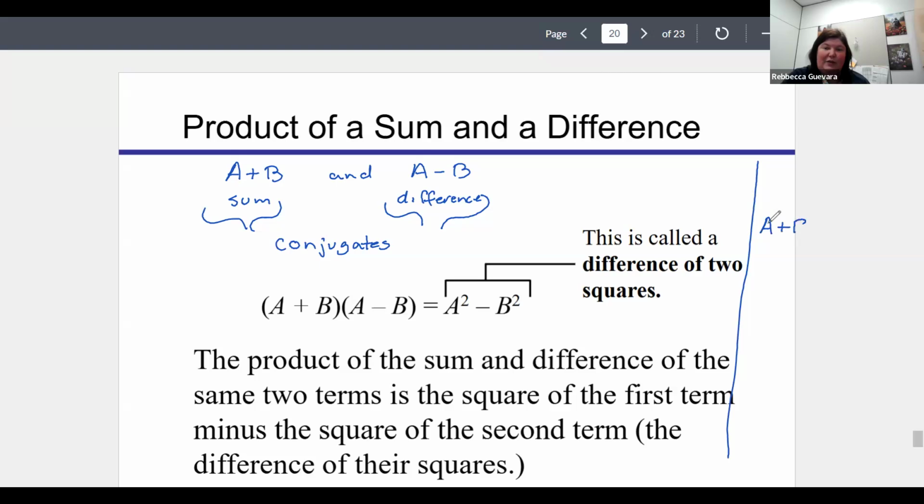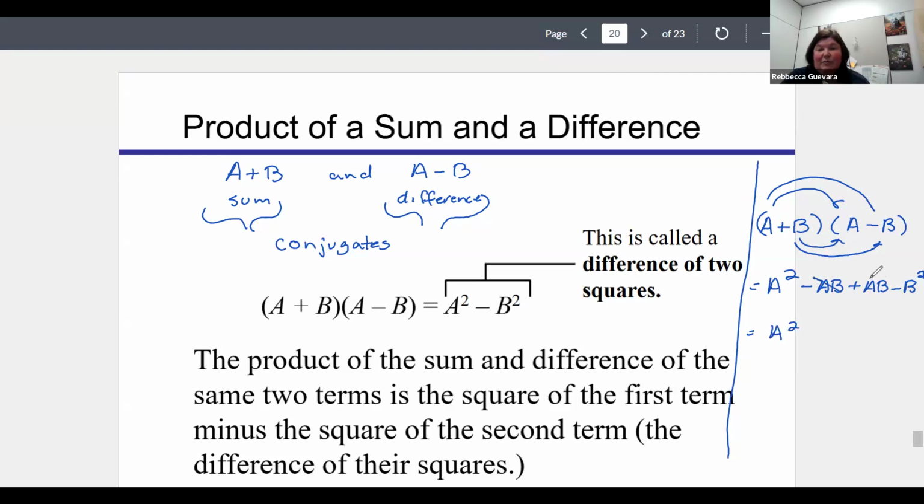So let me just quickly show you why that works. If I was to do my distribution here, we get a times a, so a squared. We get a times negative b, so minus ab. Now we have plus b times a, so positive ab. And then we're going to have b times negative b, so negative b squared. So the negative ab and the positive ab cancel out, just leaving me with the difference of the squares. So this part, as we see here, is called the difference of squares.